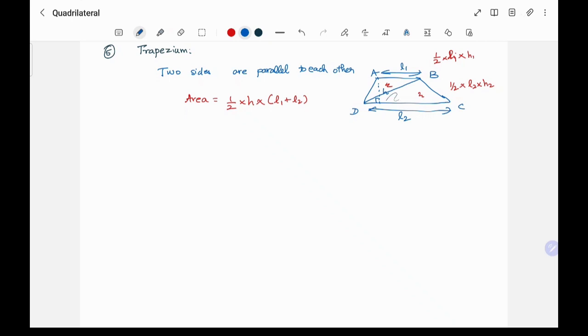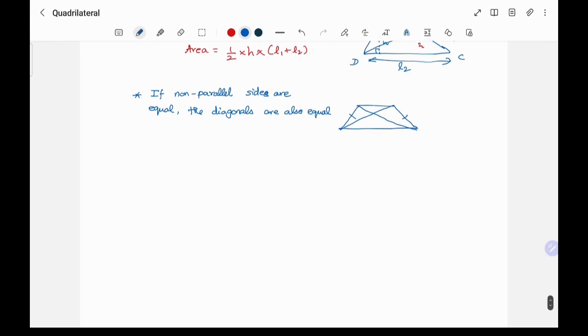One special property of a trapezium is, if the non-parallel sides are equal, then the diagonals will also be equal.